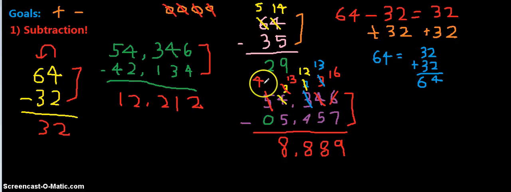And we have 4 minus 0, which is just easy. 4. So we just went through this monstrous, we're not really that monstrous, but sort of monstrous, 5 column subtraction. So the original number was 54,346, can't really see, but minus 5,457 equals 48,889.